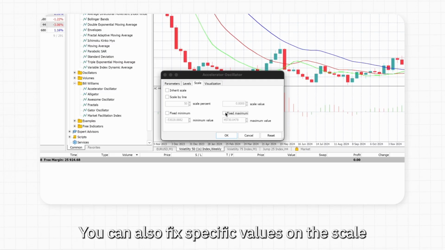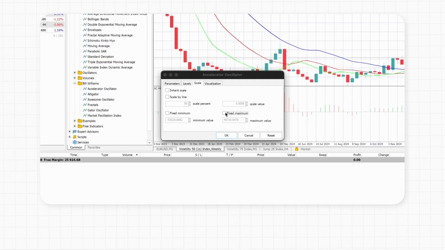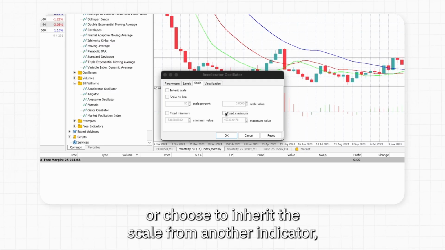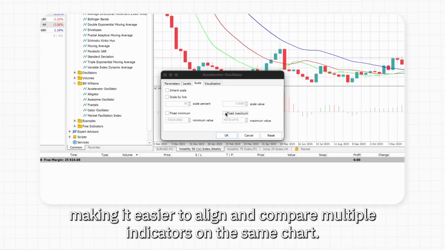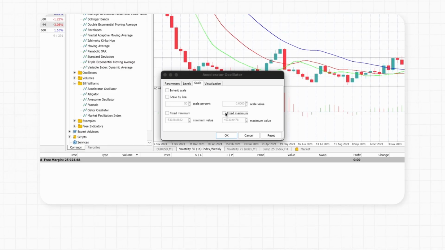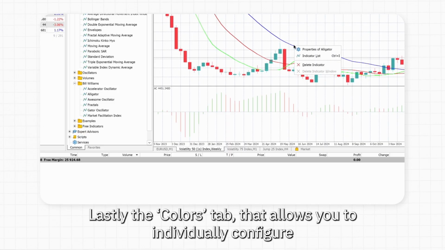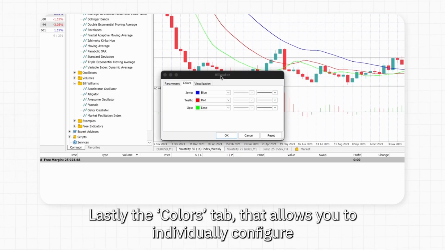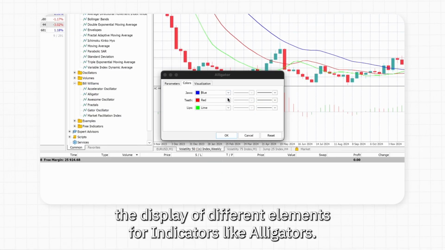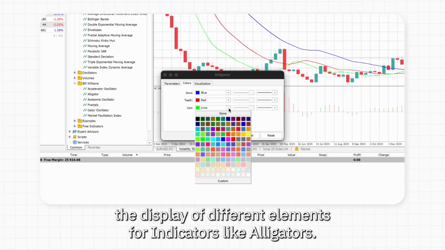You can also fix specific values on the scale or choose to inherit the scale from another indicator, making it easier to align and compare multiple indicators on the same chart. This customization helps in better visual analysis and interpretation of the data. Lastly, the Colors tab allows you to individually configure the display of different elements for indicators like the Alligator.